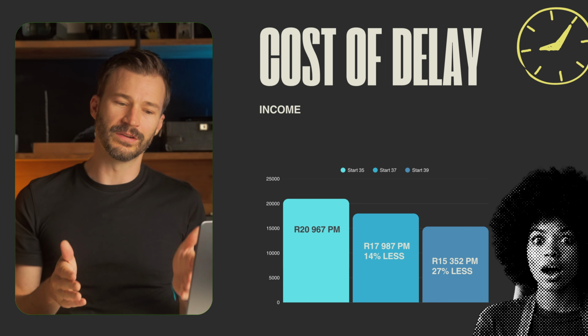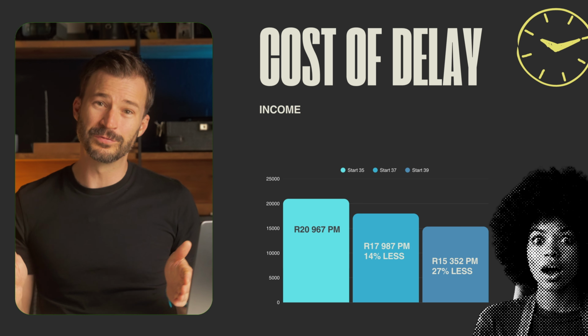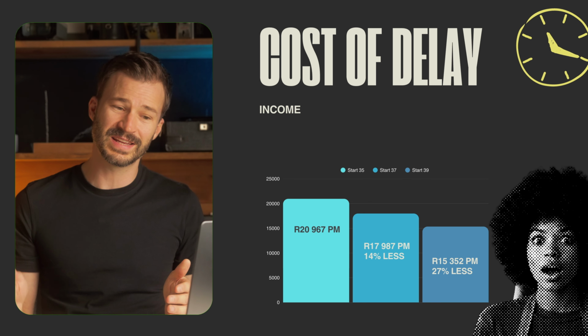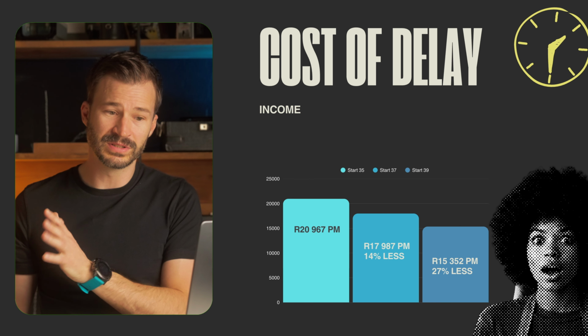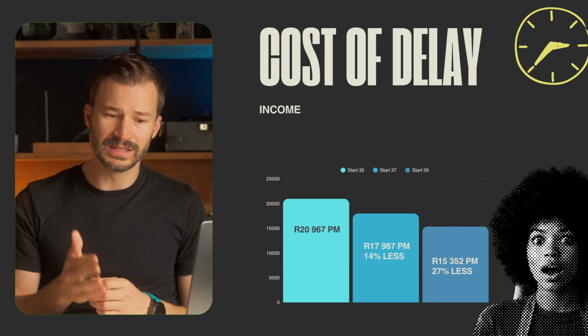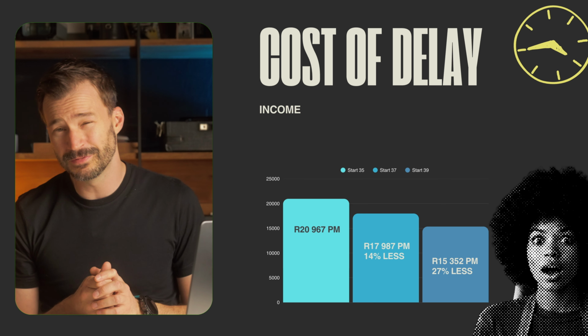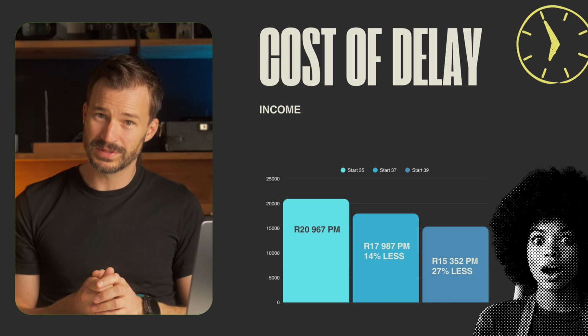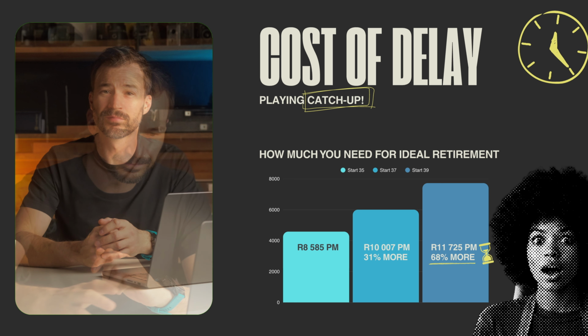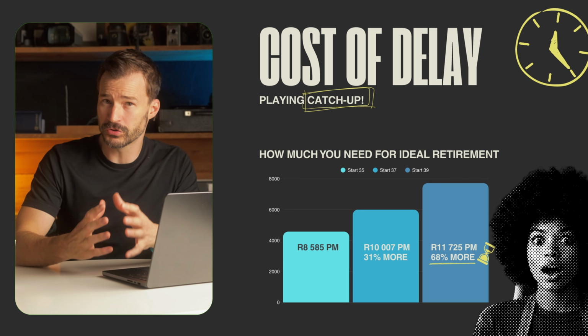And again, if she delays for 4 years, only starts investing at 39, she'll have that 8-point-something million less and only be able to earn an income of 15,352. That's 27% less at retirement. The cost of the delay is a real factor to consider.